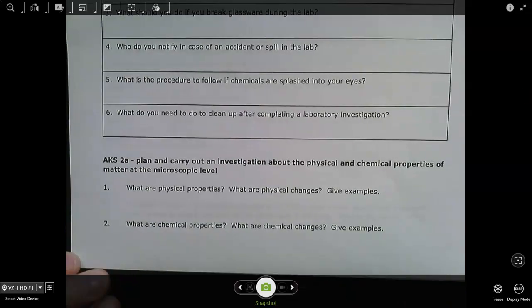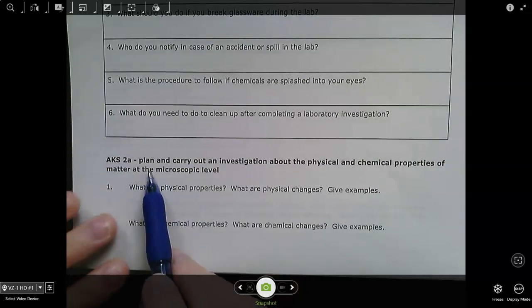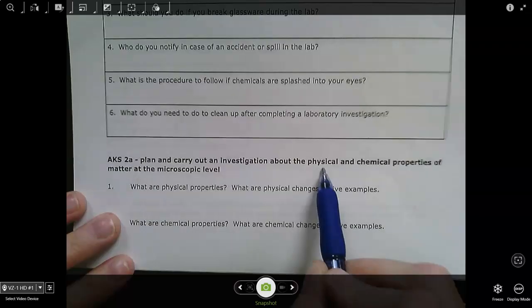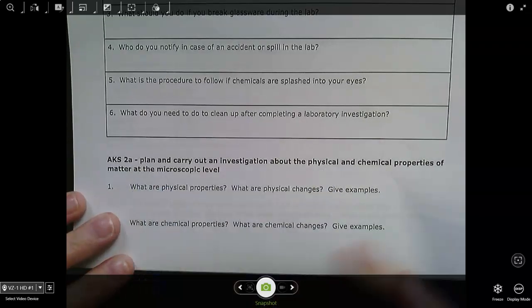Hi, this is the 4th Unit 1 review video. And in this video, we're going to look at AKS 2A. Plan and carry out an investigation about the physical and chemical properties of matter at the microscopic level.